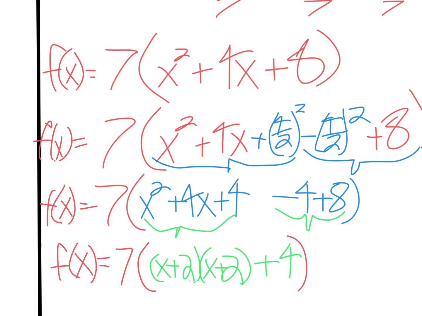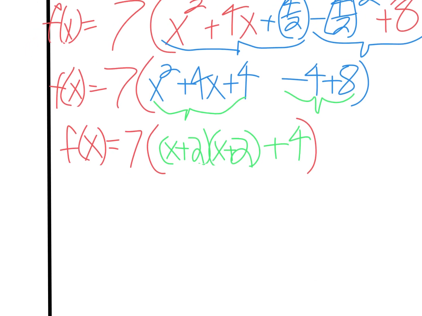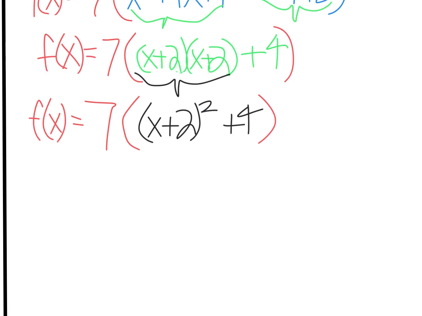Close the parentheses. So instead of writing x plus 2 times x plus 2, we can say x plus 2 squared, can't we? So I'm going to say x plus 2 squared plus 4, surrounded by parentheses with the 7, and it has an f of x equals. At this point, you can call this your final answer. The double parentheses is important here.